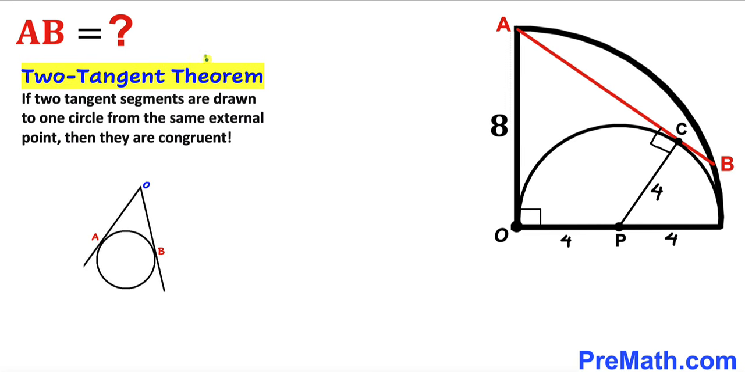And now let's recall the two tangent theorem. According to this theorem, if two tangent segments are drawn to the one circle from the same external point, then they are congruent, as you can see in this given diagram. So therefore, in our case, this tangent AO is going to be equal to this segment AC. So therefore, this segment AC is going to be equal to this segment AO.